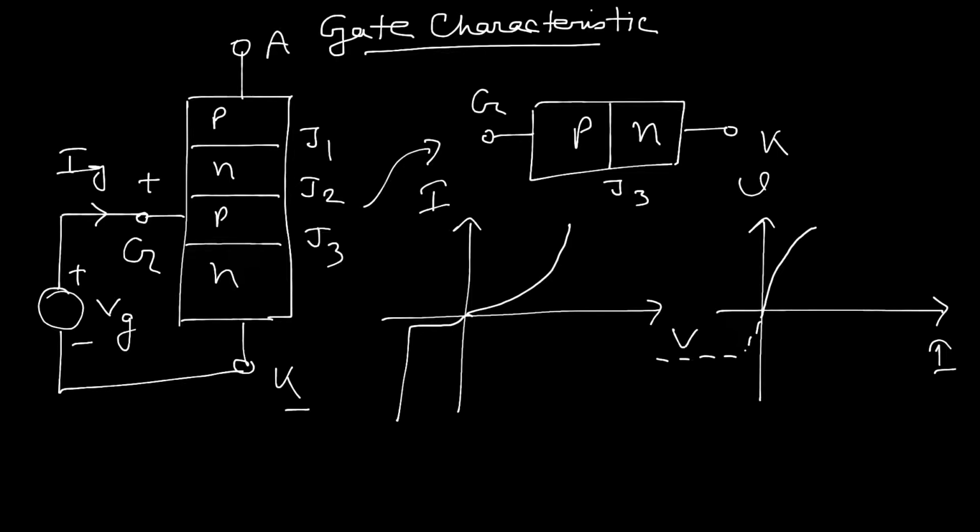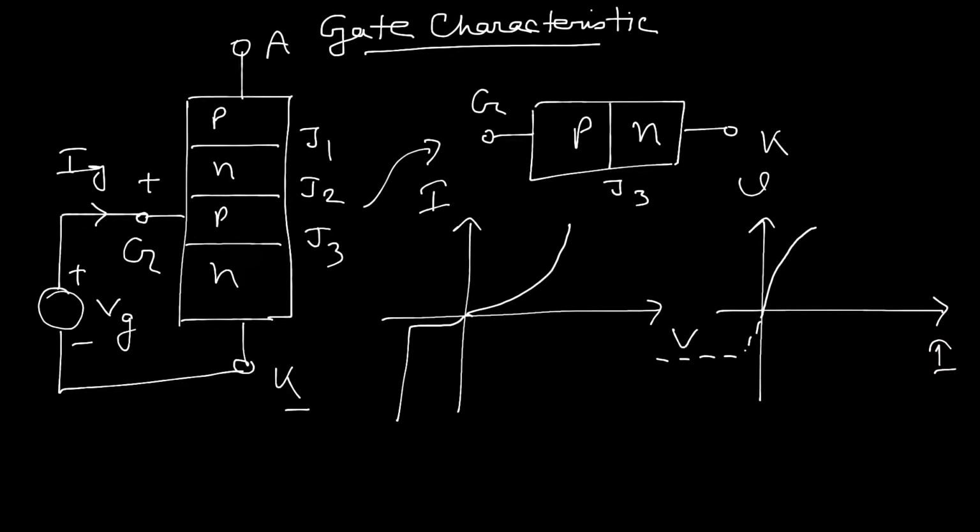So we can conclude that the gate characteristics of an SCR is similar to a diode characteristics, as the junction J3 is behaving like a PN junction, where gate is connected directly to the P layer and K is connected directly to the N layer. Just similar to this diagram. That is why we can say this is actually the gate characteristics of the SCR.